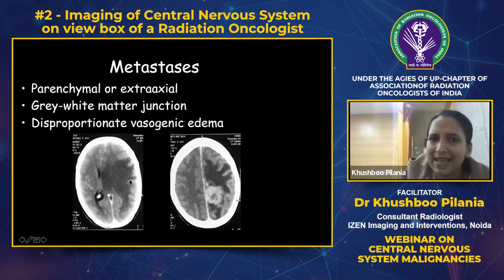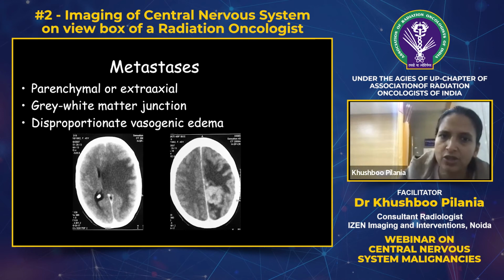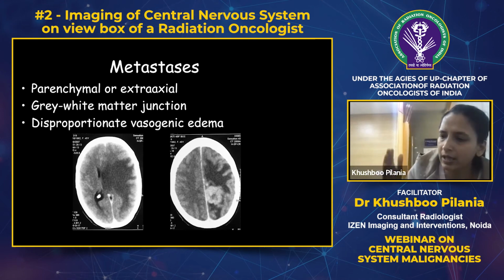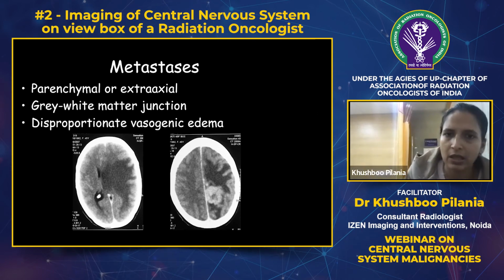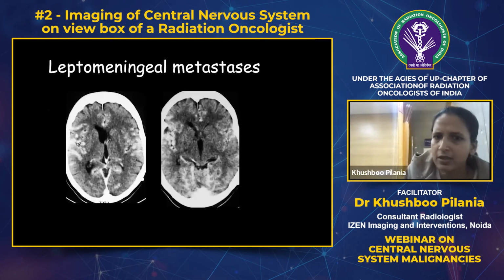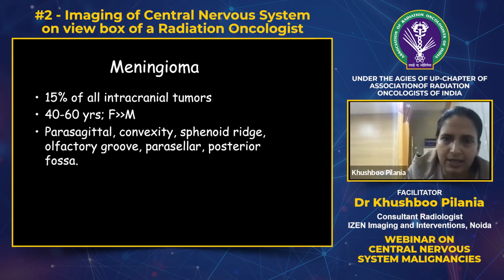So metastasis, as I said earlier, can be both parenchymal or extraaxial, but if you have multiple extraaxial lesions which are looking aggressive, think of metastasis. Primary aggressive extraaxial brain tumors are very less likely. This is just a case of leptomeningeal enhancement where you see extensive nodular meningeal enhancement. Such a pattern of enhancement, especially in a known malignancy, will be a metastatic disease.